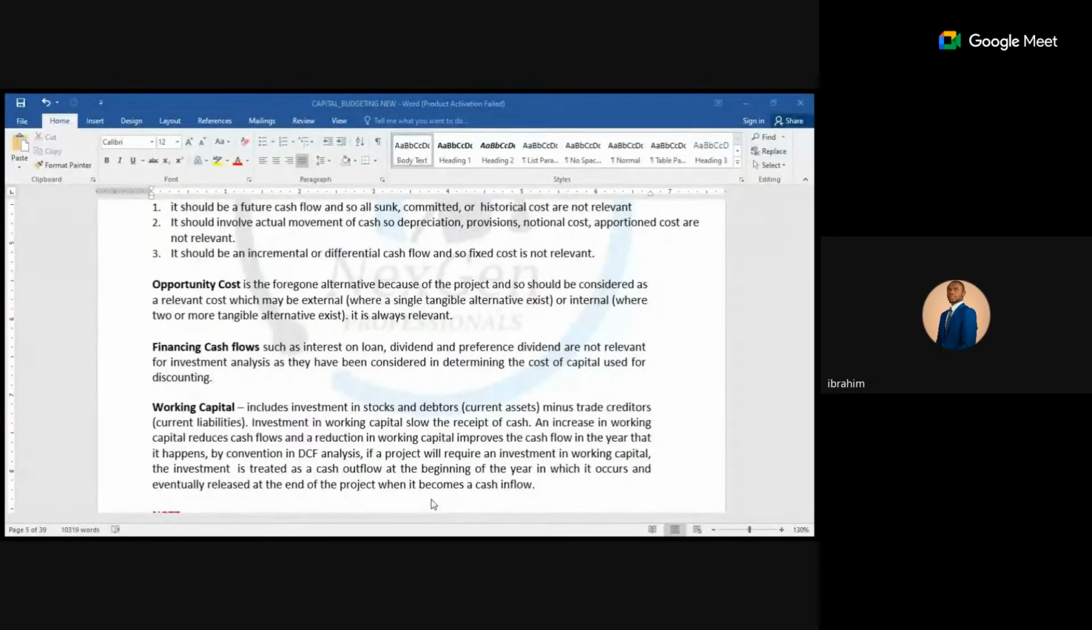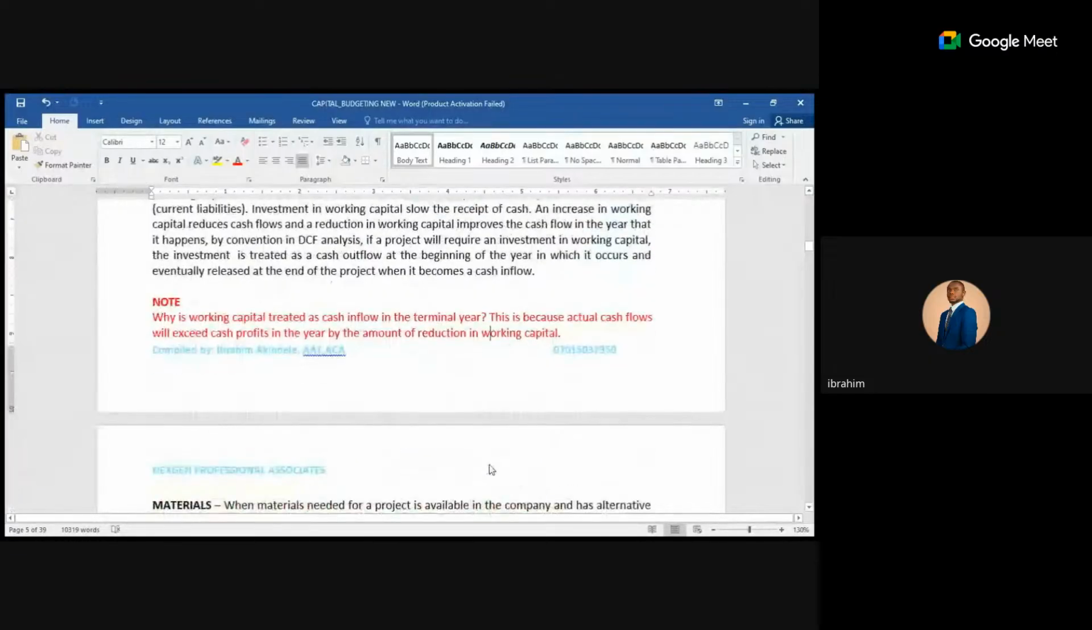In the question, you now see if the opportunity cost will be an inflow or an outflow. Financial cash flows are not relevant costs because your loan, dividend and preference dividend are used to determine the cost of capital. Now we have working capital. We'll get to the computation of working capital.